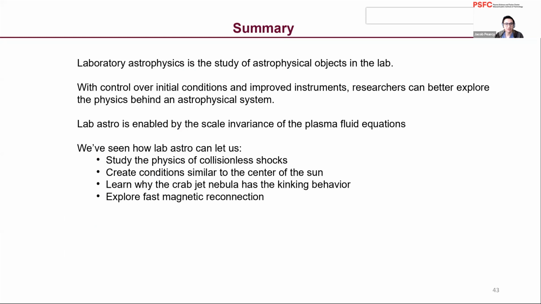So, summary: laboratory astrophysics is the study of astrophysical objects in the laboratory. With control over initial conditions and improved instruments, researchers can better explore the physics behind an astrophysical system. Laboratory astrophysics is enabled by scale invariance of the plasma fluid equations in the correct regime. And in this presentation, we've seen how laboratory astrophysics can let us study the physics of collisionless shocks, create conditions similar to the center of the sun, learn why the Crab Nebula jet has kinking behavior, and explore fast magnetic reconnection.